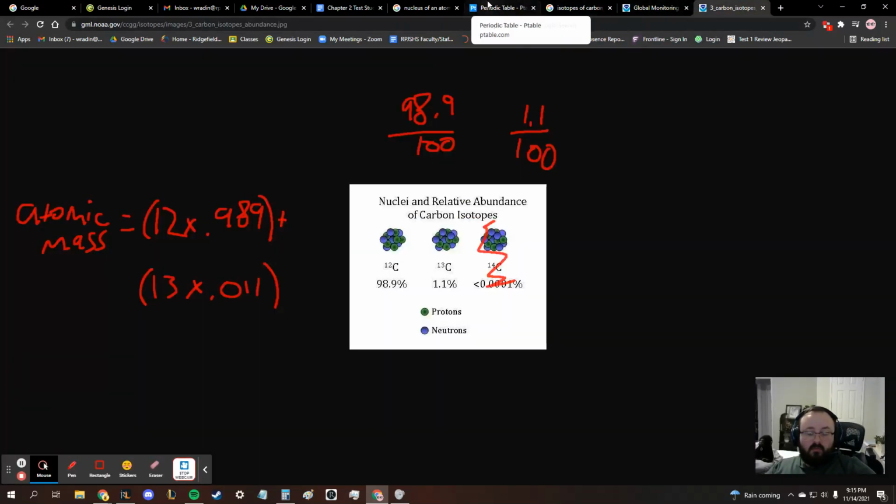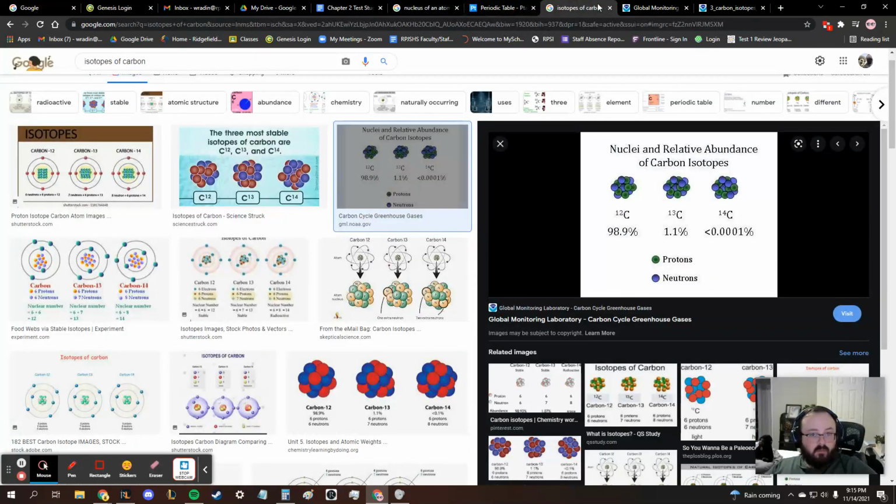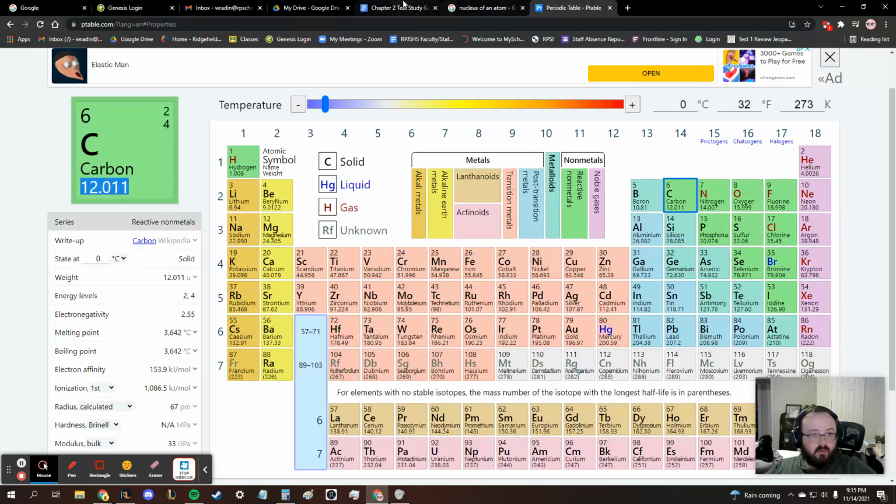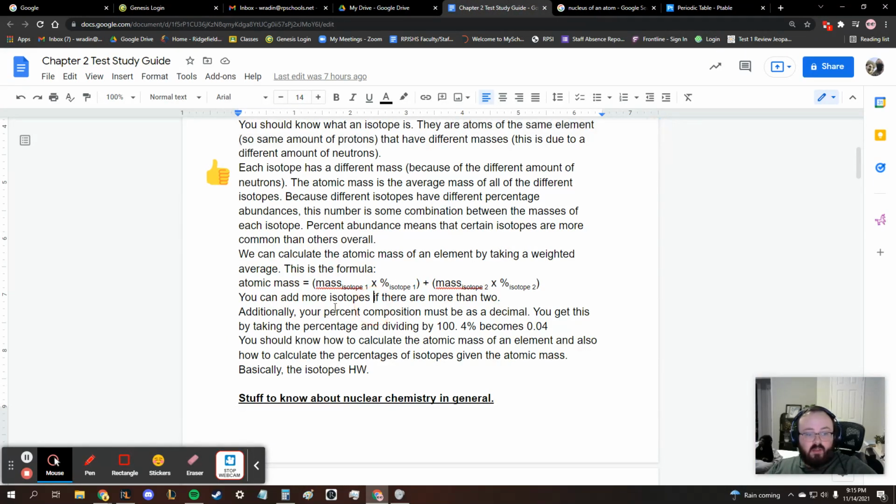Alright, so you're going to see a question. It's going to look like this. You might have one that has more than one isotope. Instead, you just add another isotope's mass times that percentage of that isotope. We're going to go over this in class on our review day. Notice that the percentage is always going to add up to 100. So it was 98.9 plus 1.1. They add up to 100%.